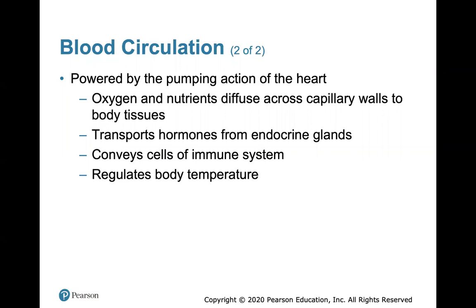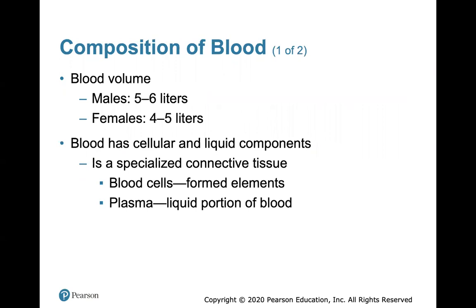Oxygen and nutrients diffuse across capillary walls to body tissues. Blood will transport hormones from endocrine glands, convey cells of the immune system, and also regulate body temperature. Males and females have a little different blood volume. Females have a little less blood volume. The blood has cellular and liquid components to it.